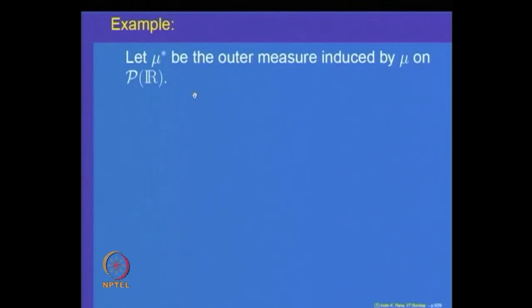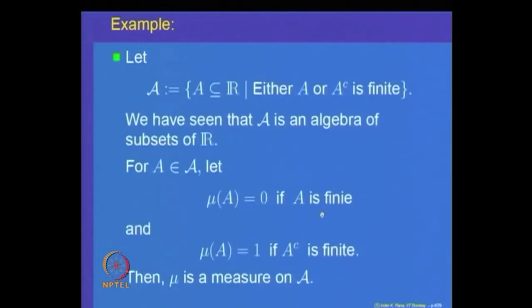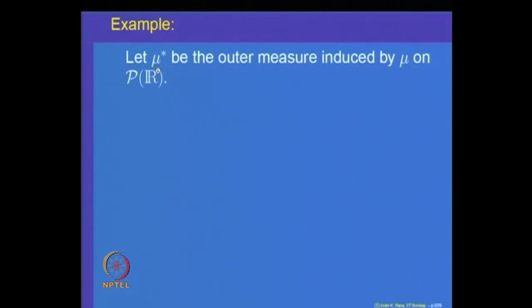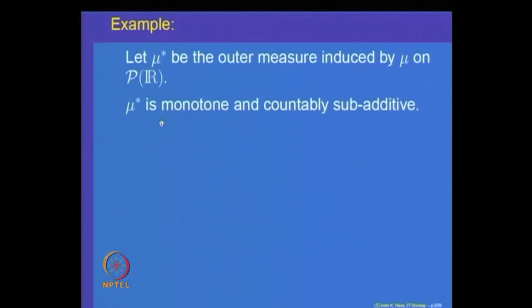So, let us denote by mu star the outer measure induced by mu on all subsets of the real line. So, mu star is the outer measure given by this particular measure, and we want to find some properties of this outer measure mu star. If you recall, just now we said outer measure always is monotone and it is countably subadditive. So, these properties are true for any outer measure, in particular this outer measure also. We want to do something more, and obviously let us note that mu star of X, the whole space, is the same as mu of X, and that is equal to 1 because mu star extends mu. And X belongs to the algebra, actually X complement is the empty set which is finite. So, by definition mu star of X should be equal to mu of X, which is equal to 1.